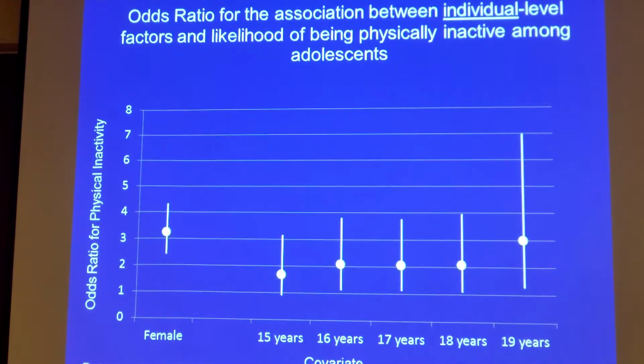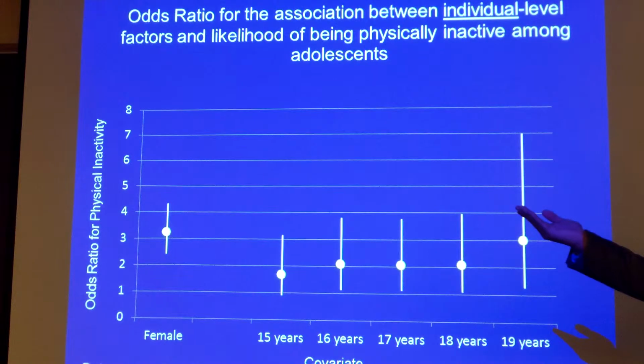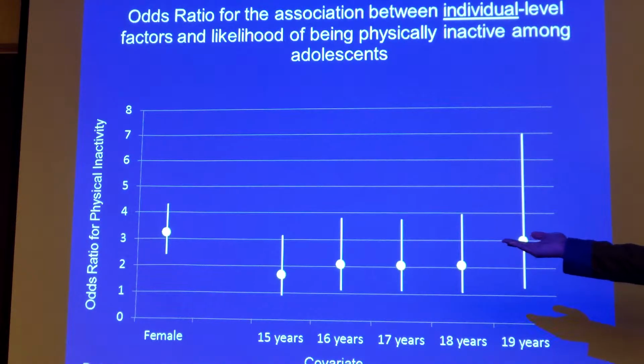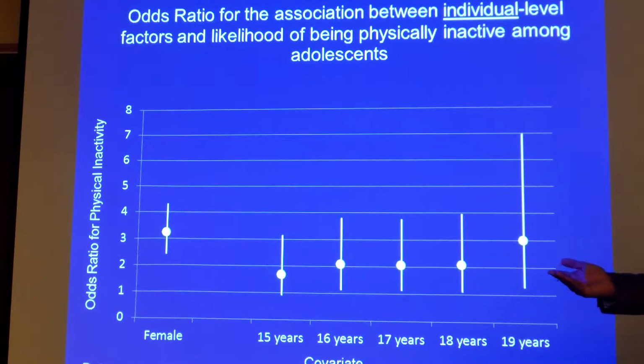So these are the individual level factors. I'm showing these results because I want to see if our results are consistent with the findings we find in the literature. For example, we know that females or girls are more likely to be physically inactive, and we found that here too. So females were just over 3 times more likely to be physically inactive in comparison to boys, and the older age groups were more likely to be physically inactive in comparison to the younger age groups. So this is consistent with the literature.